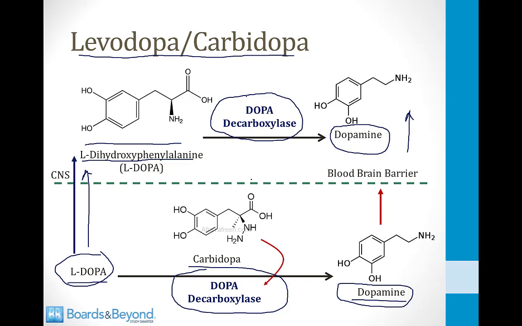And as I told you before, vitamin B6 is a cofactor for DOPA decarboxylase, so patients taking Sinemet for Parkinson's are advised not to take high levels of B6 because it can activate the peripheral decarboxylase enzyme and result in more conversion to dopamine peripherally.